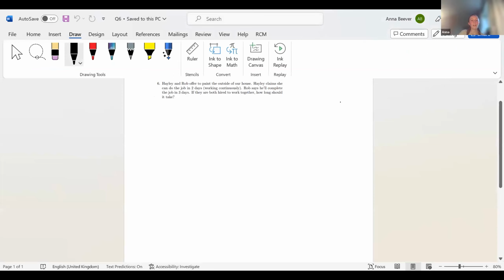So this last one: Hayley and Rob offer to paint the outside of a house. Hayley claims she can do the job in 2 days working continuously, and Rob says he'll complete the job in 3 days. If they're both hired to work together, how long should it take? So this is kind of a rate question. So if we think about per day, we have Hayley, and she says she can do the job in 2 days. So that means that she can do half per day. And then we have Rob, and he says he can do the job in 3 days. So that means he thinks he can do a third per day.